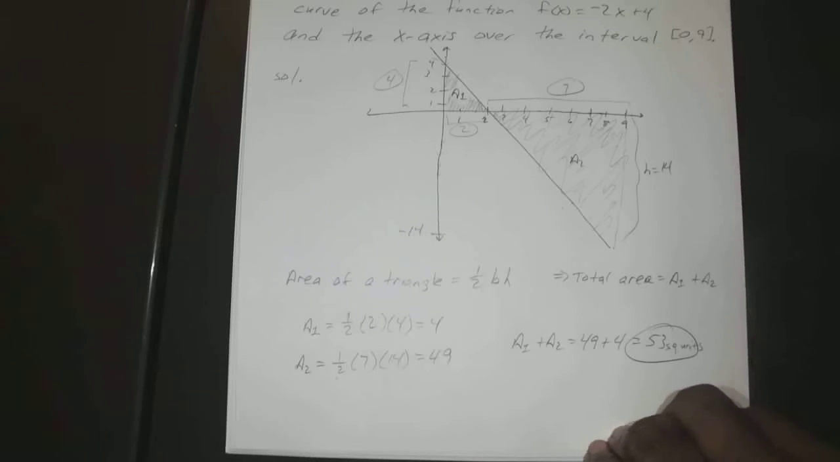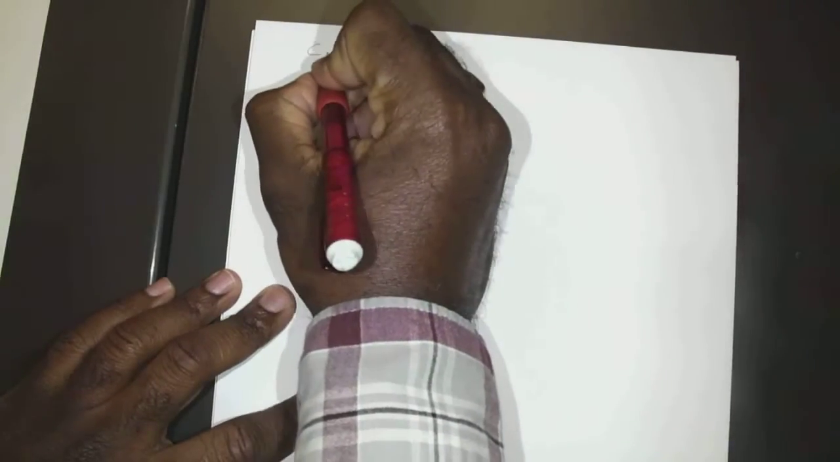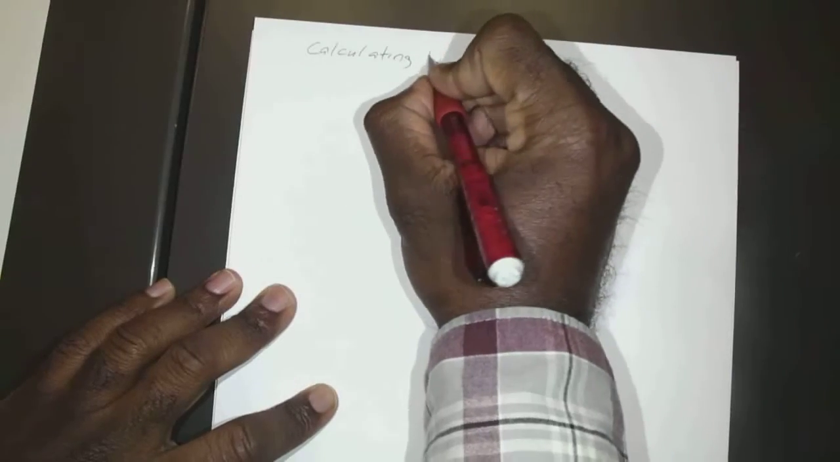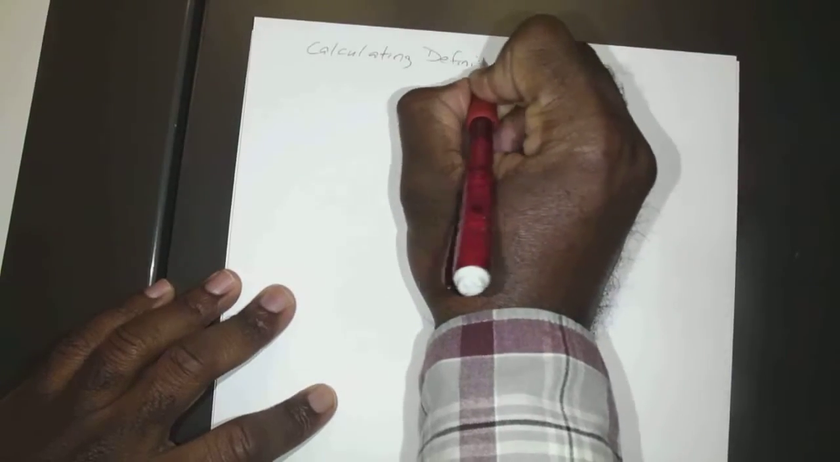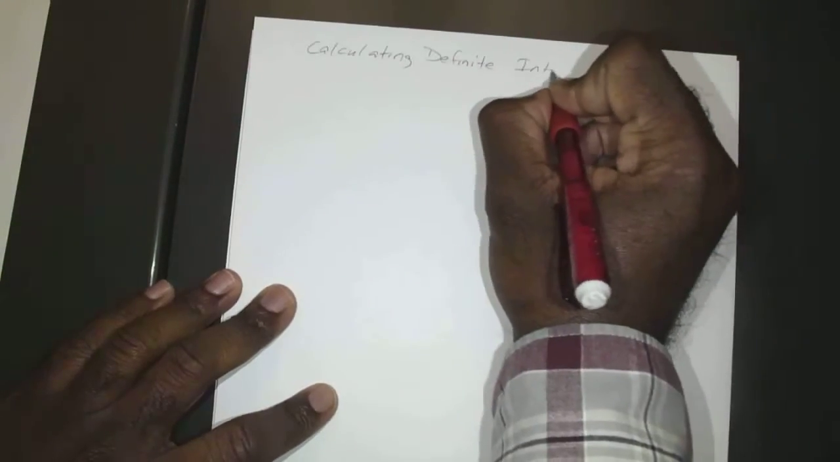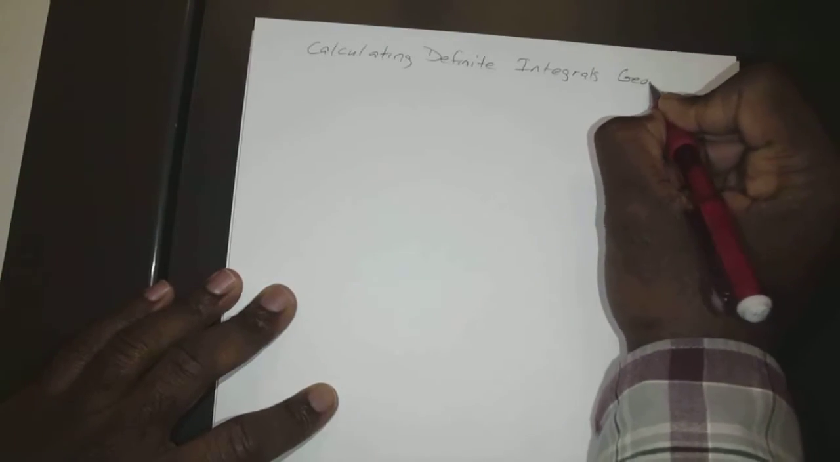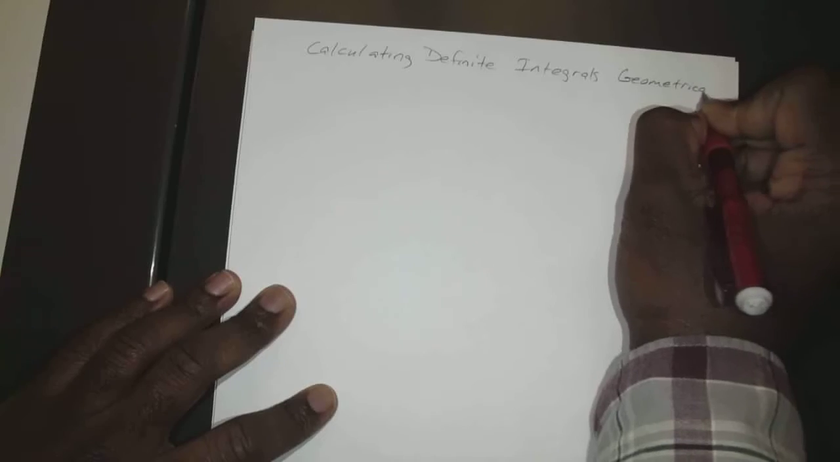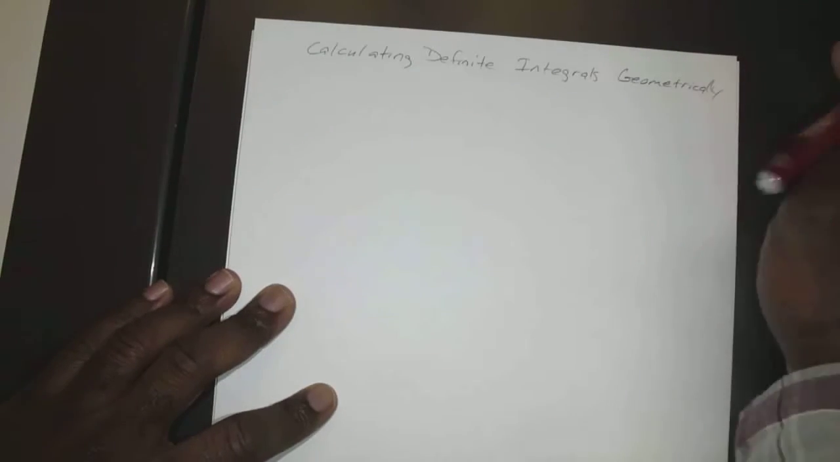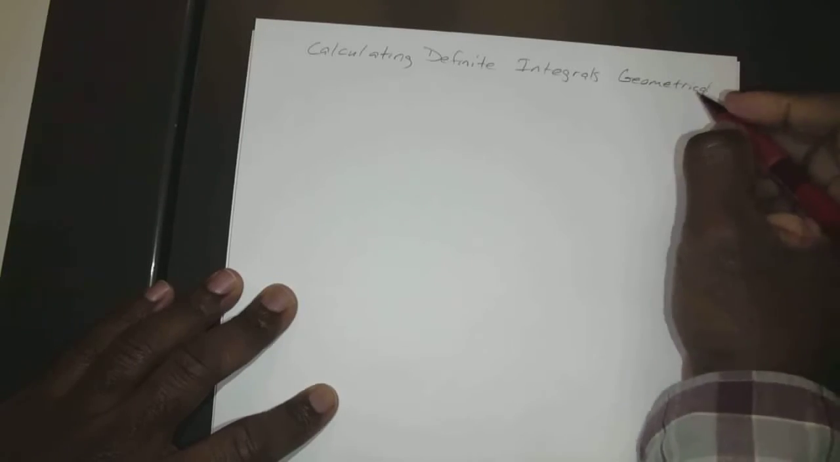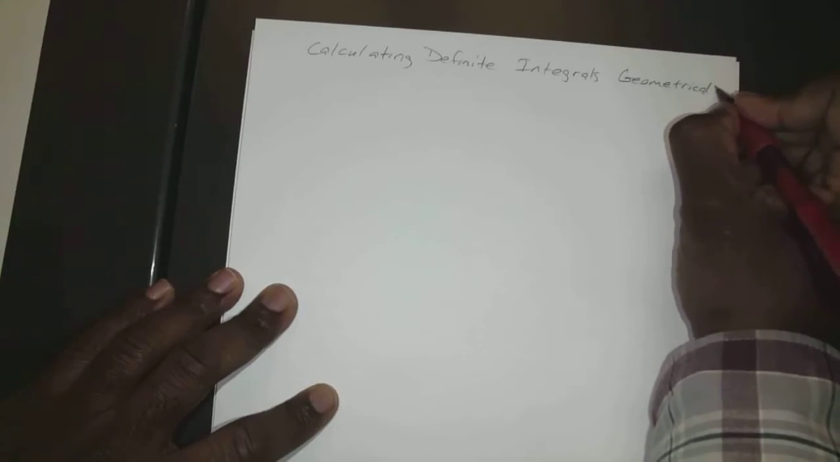All right, so again, we're calculating definite integrals geometrically. We'll clean that up some. But this time we're looking for the net signed area.